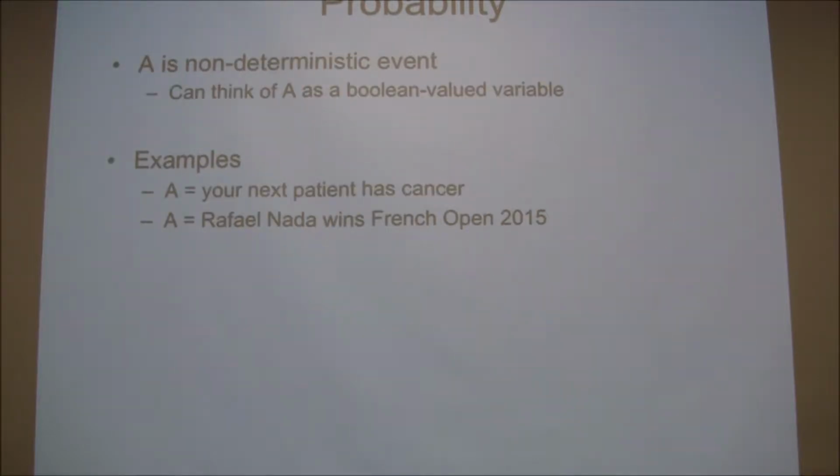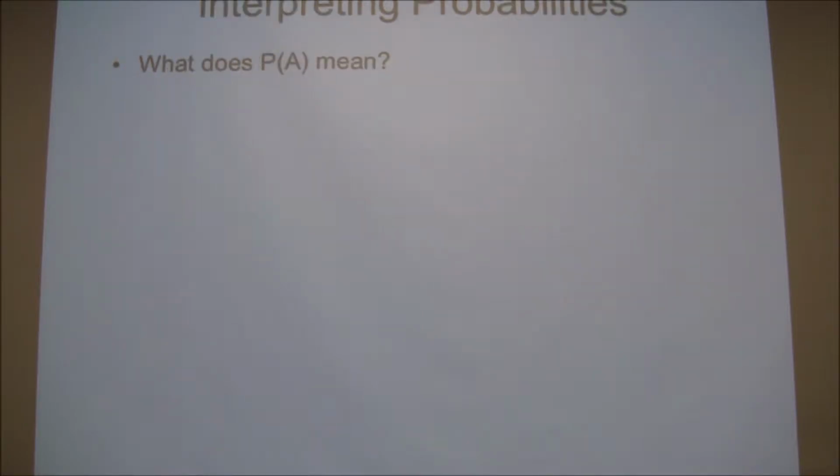Okay, so let's start extremely simple. Probability. Everything starts with an event, something that you're interested in. A is an event. Let's say that event being that your next patient has cancer, or Rafael Nadal wins French Open 2015, which I'm interested in seeing, but let's see. His performance has been extremely weak. Okay, so everybody has met probabilities before. Let me ask a question. What does probability of A mean?